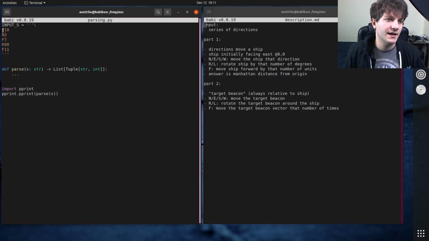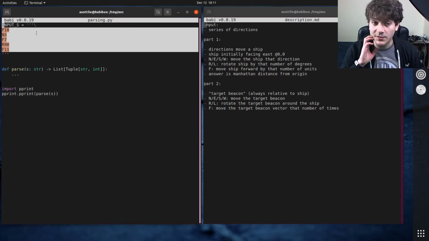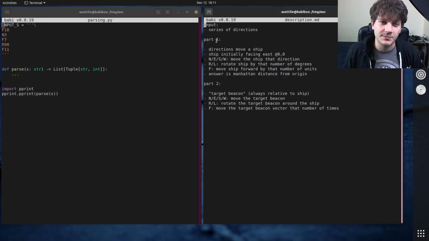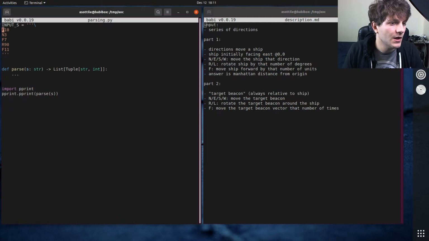It's basically a direction or a command with an integer after it, which is what we're going to call our unit. And each of these directions mean different things, and they mean different things in part 1 and part 2. But parsing this is pretty straightforward. Let's do the parsing, and then we'll talk about what it's supposed to mean for each part.